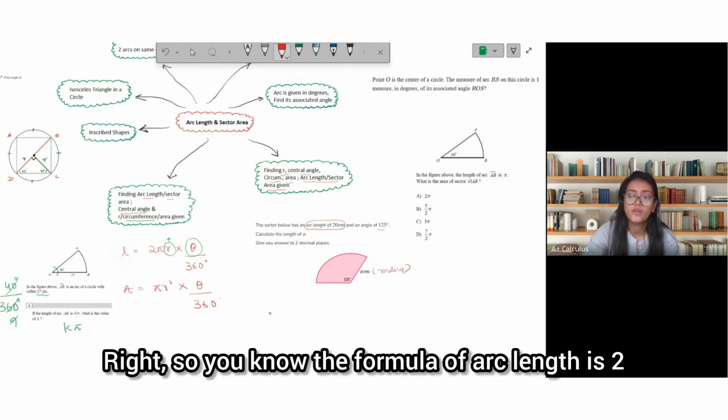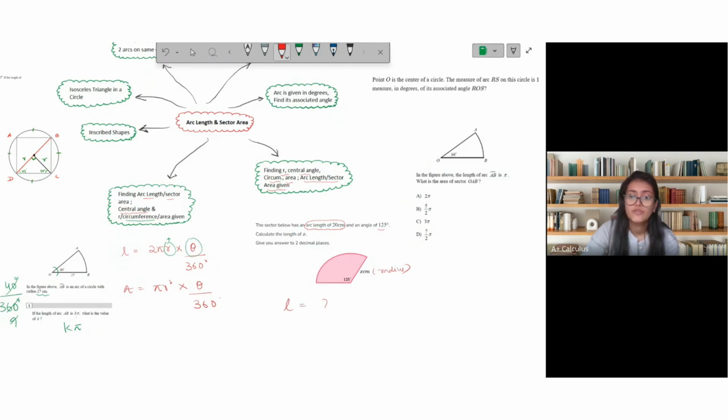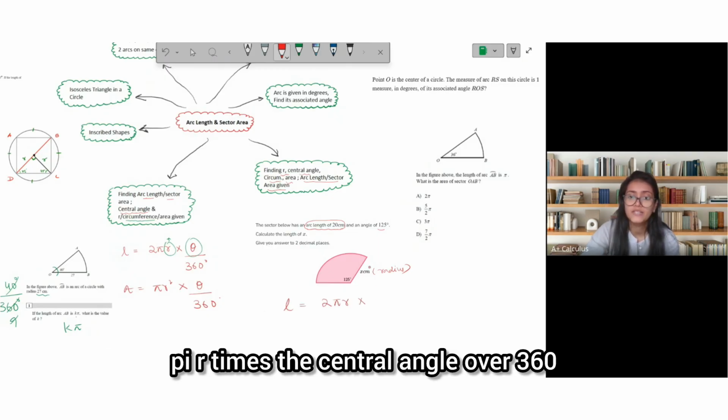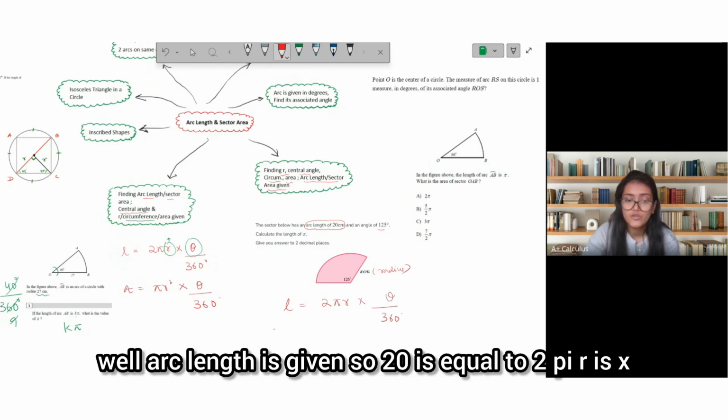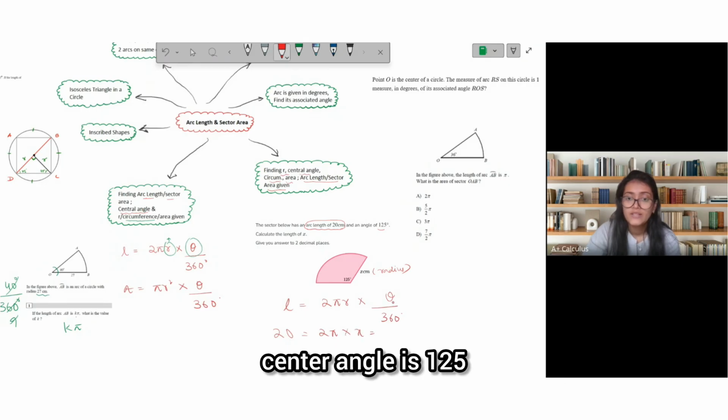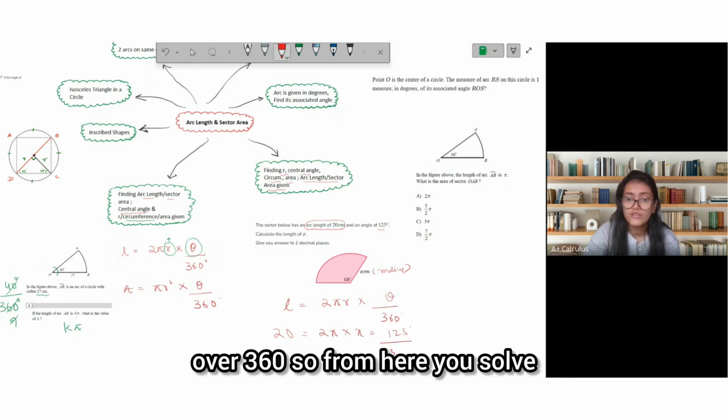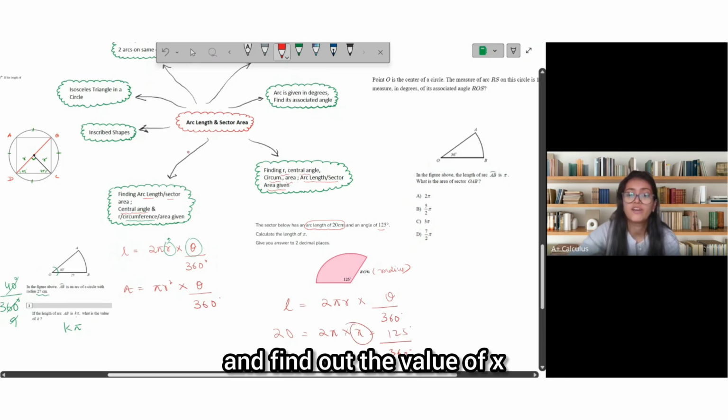You know the formula of arc length is 2 pi r times the central angle over 360. Arc length is given, so 20 is equal to 2 pi r, where r is x, times the central angle, 125 over 360. From here, you solve and find the value of x.